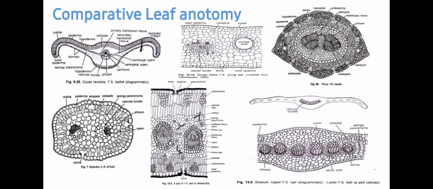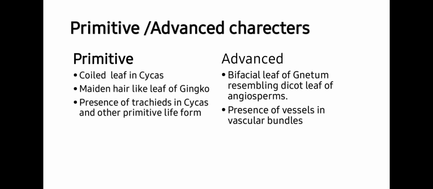Now let's have a detail of each of these leaves. Before we proceed to the detail, let's know primitive versus advanced characters of gymnosperm leaf. Primitive characters are coiled leaflet in cycas, maidenhair-like leaf of ginkgo, presence of tracheids in cycas and other primitive life forms, while advanced characters are the bifacial leaf of gnetum resembling dicot leaf of angiosperm and presence of vessels in the vascular bundles.